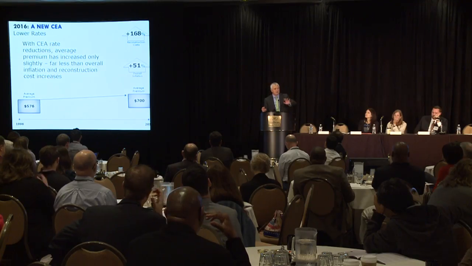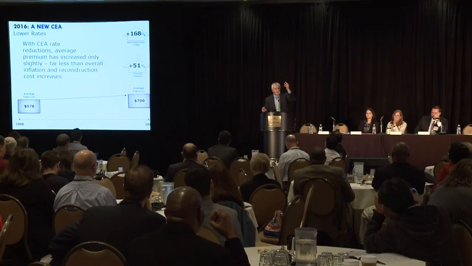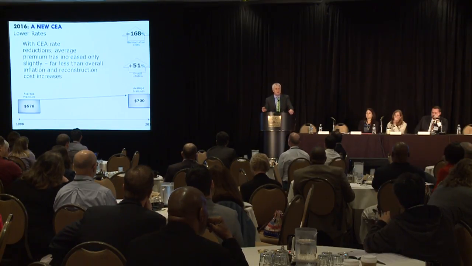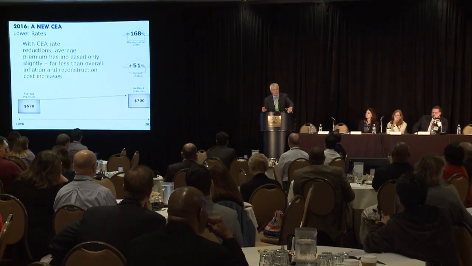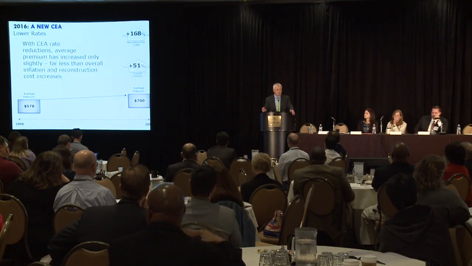So if you take an average home in our book of business that would have cost $576 to insure, based on that reconstruction cost inflation, that policy would cost about $1,400 today. But as a result of the rate reductions we've been able to deploy, that premium has only grown to $700. We have beat overall inflation, in other words, and we beat the heck out of reconstruction cost inflation because we have a public mission and we're here to serve our policyholders.